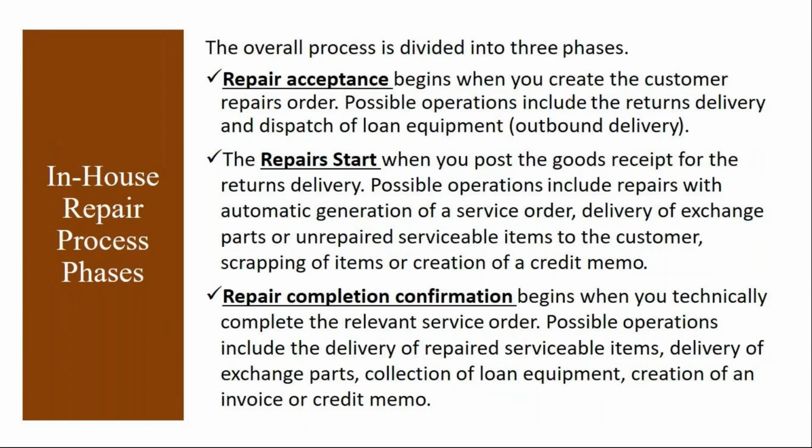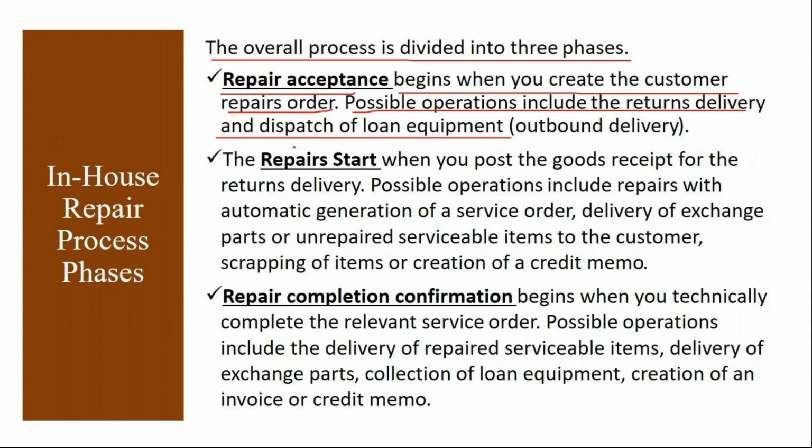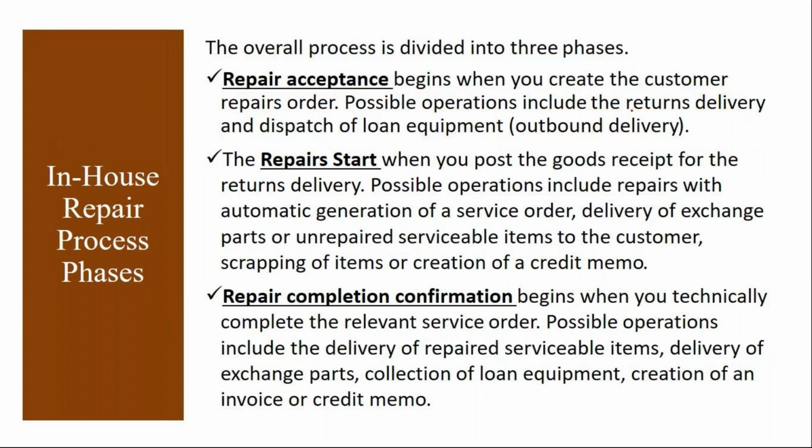So as we just discussed, the overall process is divided into three phases. One is repair acceptance. This begins when you create a customer repair order. Possible operations include the return delivery and dispatch of loan equipment, outbound delivery. Sometimes, after receiving the damaged product, during the repair of that damaged one, you send an alternate or exchange equipment to the customer, which is called dispatch of loan equipment. But today we will be discussing only the return delivery and then subsequently the repair process.